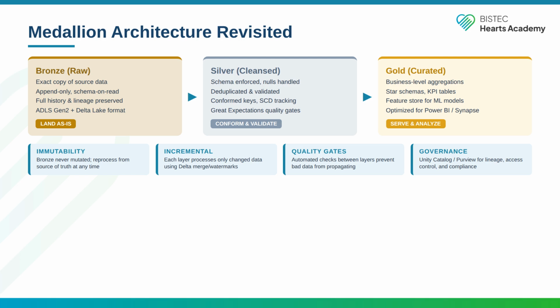4 principles underpin this architecture. Immutability. Bronze is never modified. Incremental processing. Each layer only processes changed data using delta merge and watermarks. Quality gates. Automated checks between layers prevent bad data from propagating. And governance. Unity Catalog or Azure Purview provides lineage tracking, access control, and compliance.